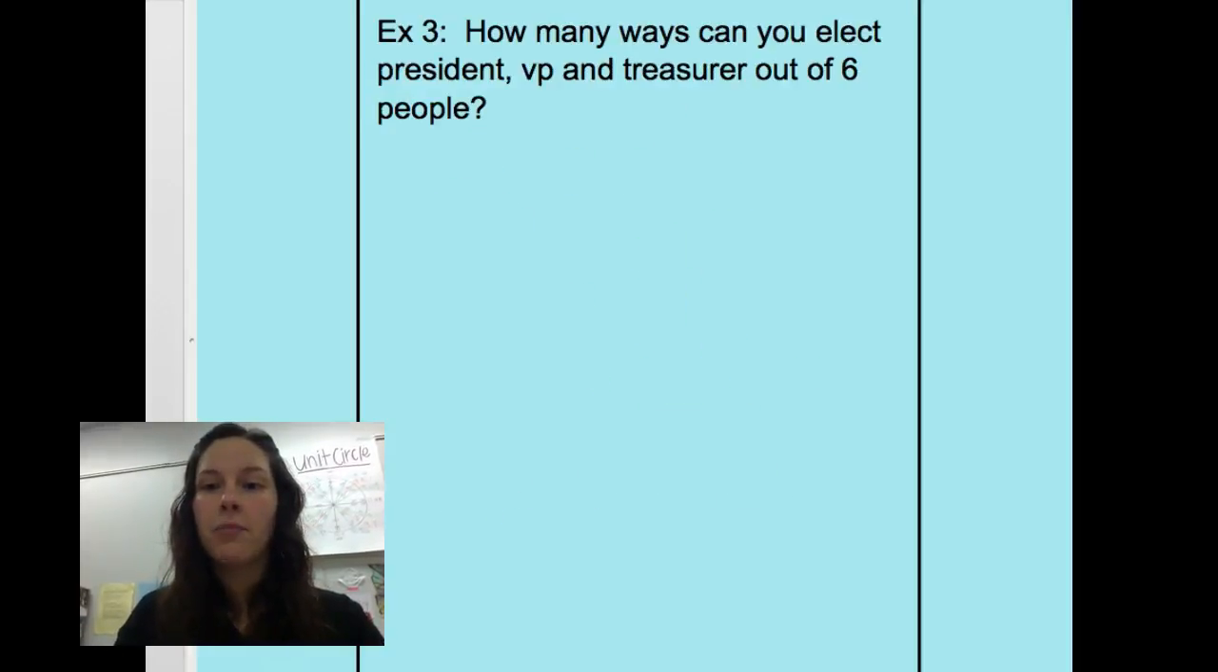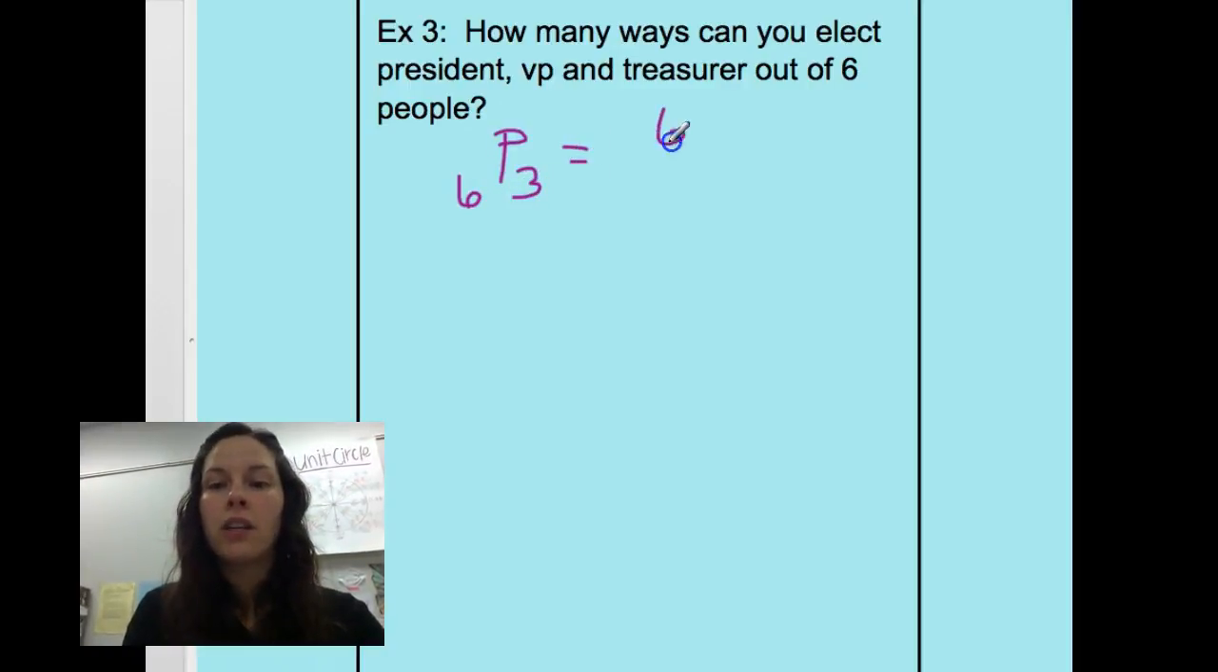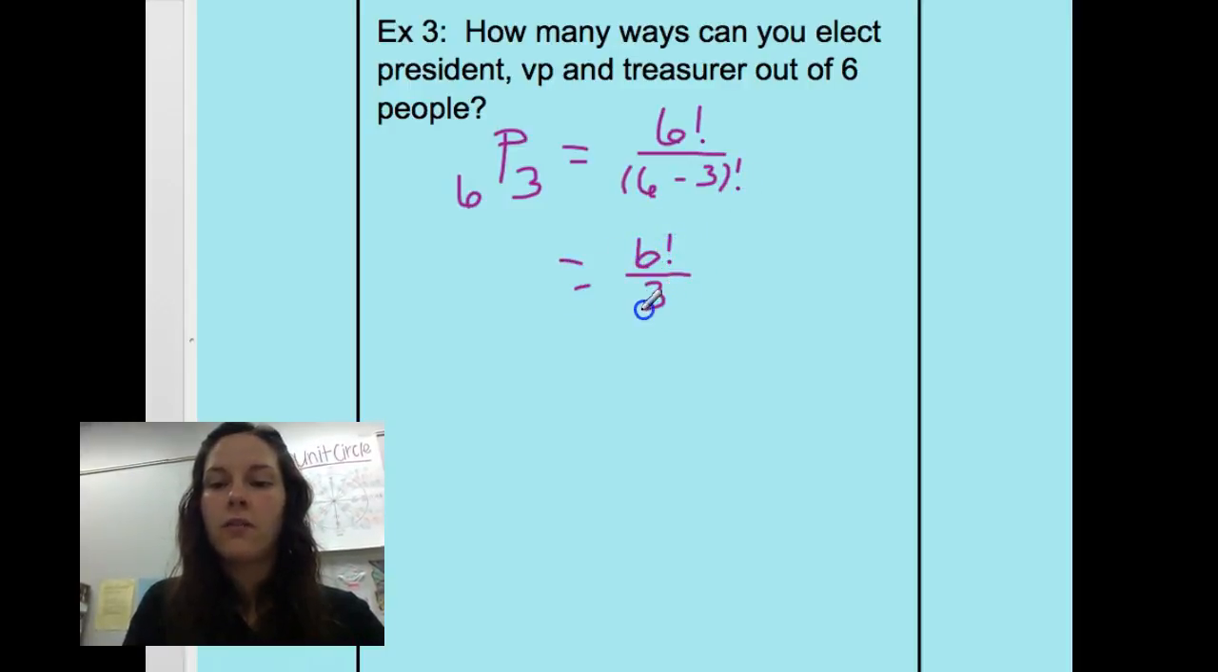And our final example, how many ways can you elect a president, vice president, and treasurer out of 6 people? So we have 6 people. Order matters. Once you're elected president, you cannot be elected vice president. And we are electing 3 people. So 6P3, 6 factorial over 6 minus 3 factorial gives us 6 factorial over 3 factorial.